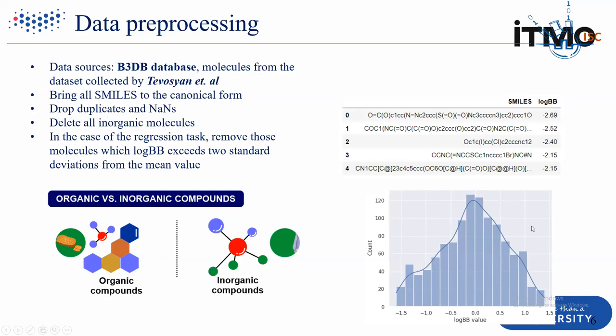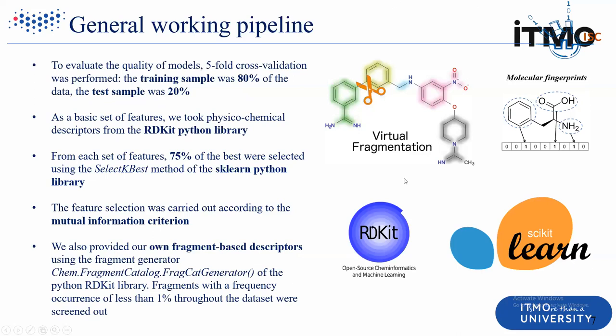It depends on the thresholds you have, and all this information can be integrated into the algorithm. So what is the pipeline to evaluate the quality of the model? Fivefold cross-validation was performed, and the training set was 80%, and the test set was 20%. I think these are the standard percentages for the training set, for the test set, and a basic set of features.